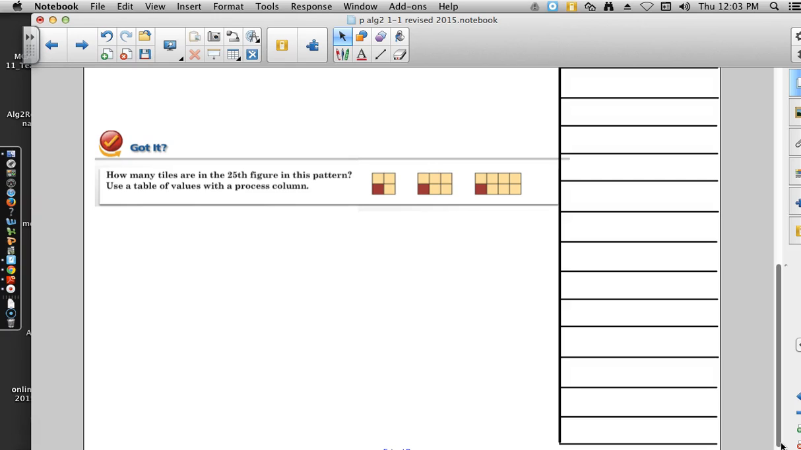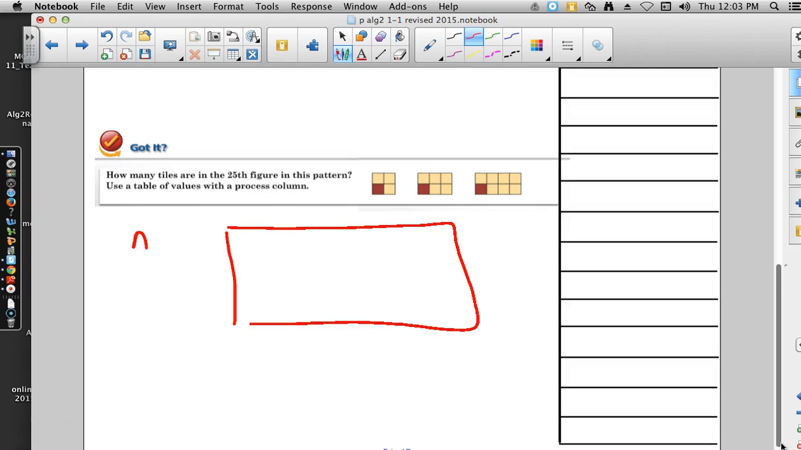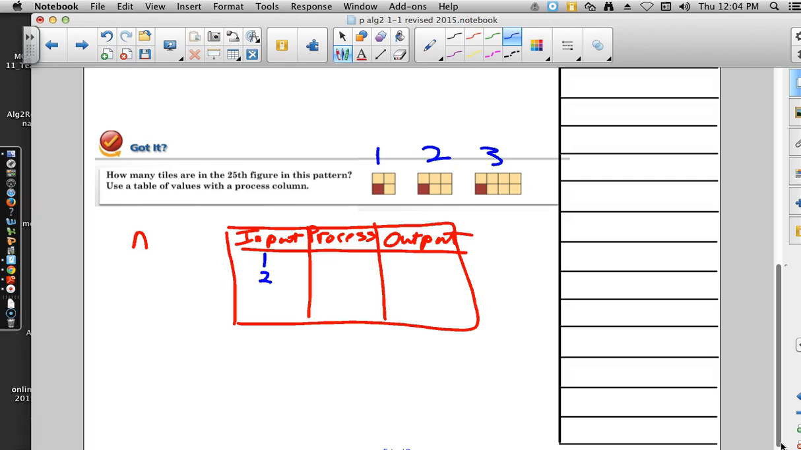So here's a got it. It says how many tiles are in the 25th figure in this pattern. Use a table of values with a process column. So what they want us to do is really come up with a formula where we're thinking about the n. But we have a process column in the middle. And we have an input. And we have an output. Well, we have the first, second, and third figure. And somehow we want to get this so we can figure out the 25th.